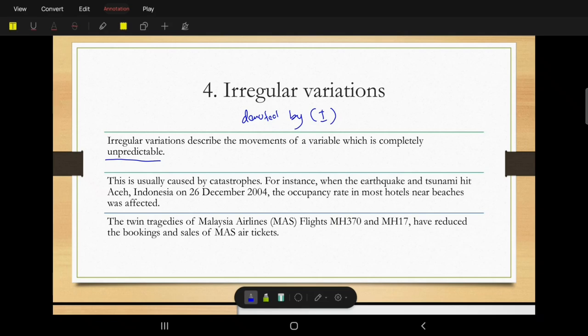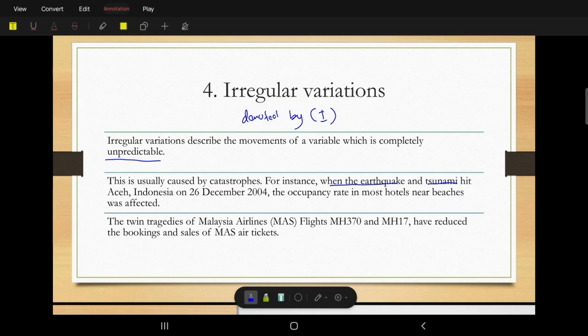Tiba-tiba number of tourists berkurang because of COVID-19. Tiba-tiba jualan restoran berkurang because of COVID-19. Kita tak boleh nak keluar rumah. And then, for instance, when the earthquake and tsunami hit Aceh, Indonesia, tahun 2004, the occupancy rate in most hotels near beaches was affected. Ni pun boleh berlaku. This is unpredictable. Tourist ke Aceh jadi berkurang because of tsunami.